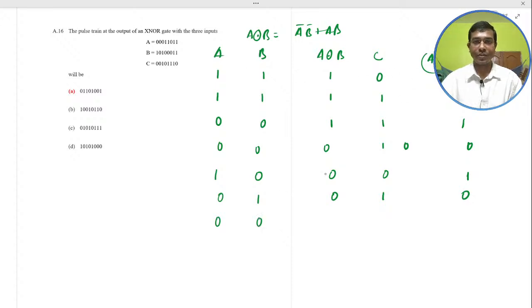I just wrote in the first line 0, 1, 0. And the last one, 0, 1. That means 0, 1. So the correct answer would become 0, 1, 0, 1, 0, 1. This will be the correct one. Option A is correct.